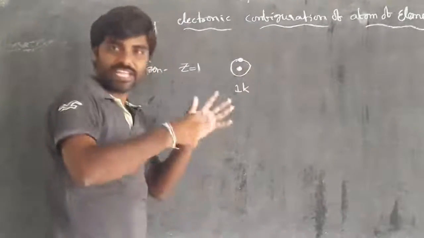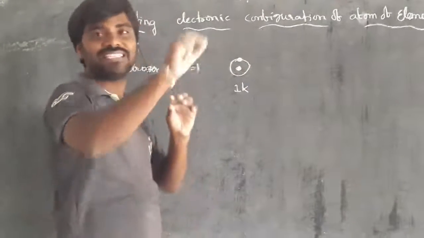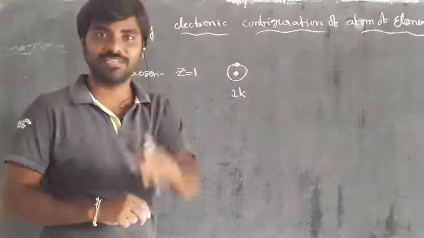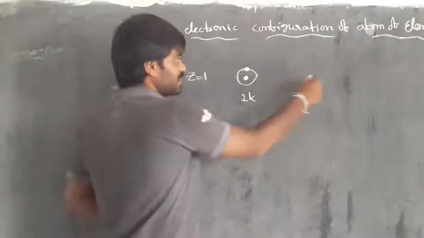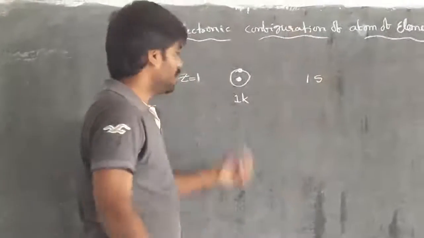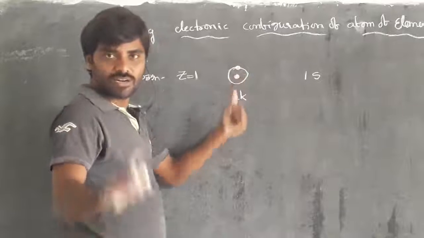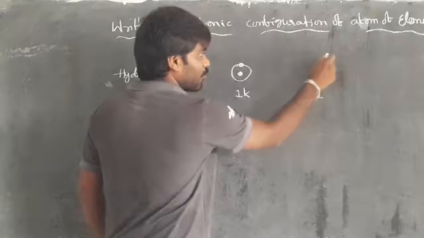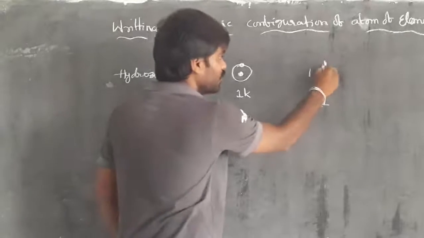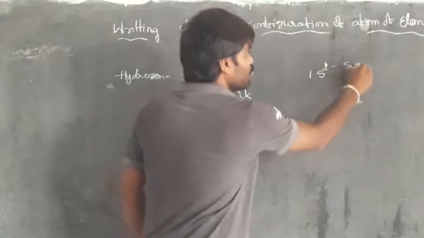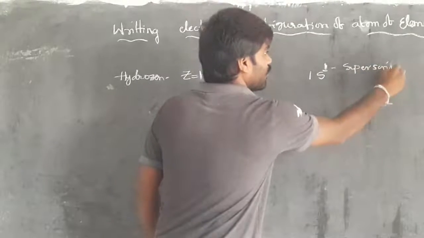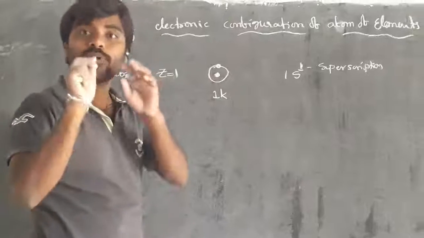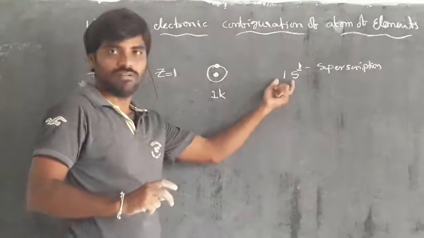But here we take the order of increasing orbital energies: 1s, 2s, 2p, 3s, 3p, like that we take the order. In the first shell we have the 1s orbital. How many electrons are there? Only one electron. So whatever electrons we write here, this value we call the superscript. The superscript value indicates the number of electrons in the orbital.